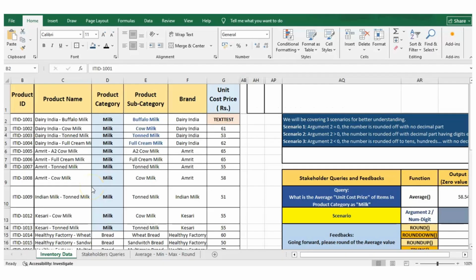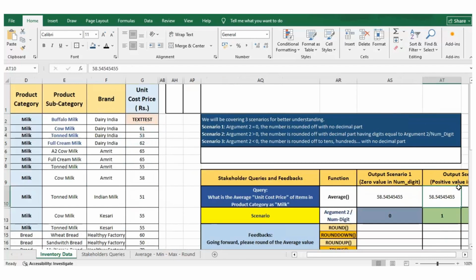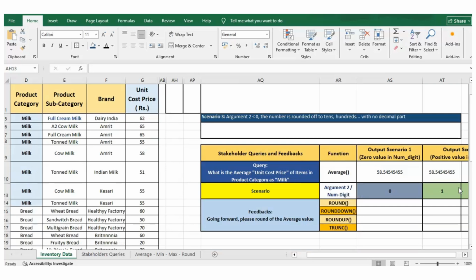Let us now move towards our Excel sheet, the inventory data worksheet, which we have also referred in our earlier sessions. Rather, we are more interested in the output of the query: What is the average unit cost price of items present in product category as milk? This query was answered in our previous session and the output of this query was 58.54545455. When we presented this value to our stakeholders, they gave us feedback that going forward we should round off the average value, and we can do so by using these functions.